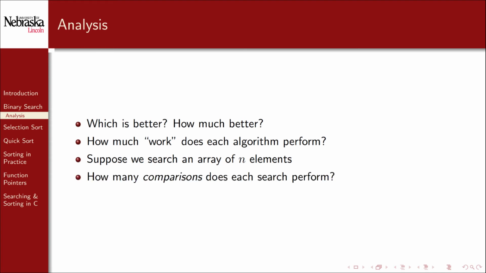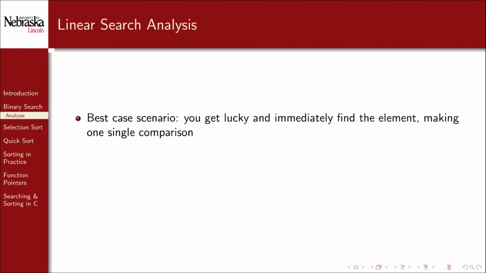One way to quantify how much work each of the algorithms performs is by analyzing how many comparisons each one performs when actually searching the array. Let's start with linear search. We can look at this from several different perspectives. In the best case scenario, we get lucky and immediately find the element that we're looking for, making only a single comparison and stopping. Generally, this is not a good way to analyze algorithms. We can't always assume the best case scenario.